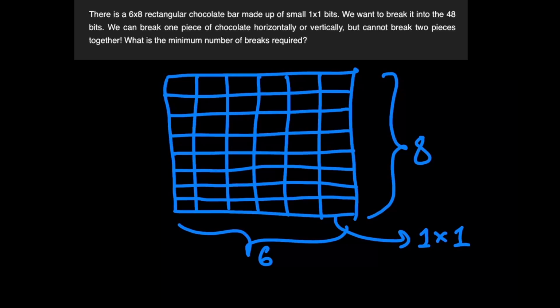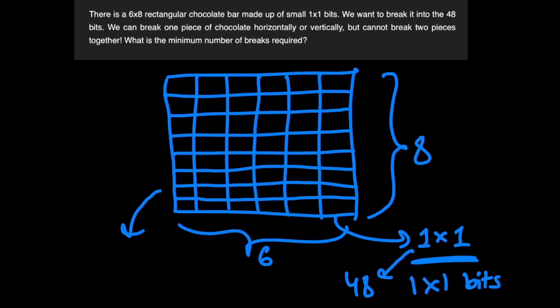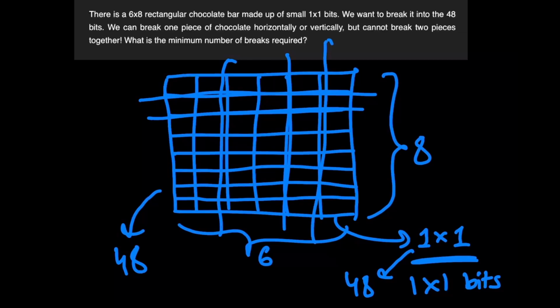So, in the question, we've been given this 6 by 8 chocolate bar grid consisting of 1 by 1 bits. So there would be 48 1 by 1 bits. The goal of the question is to convert this entire 6 by 8 chunk into 48 smaller 1 by 1 bits, right? And we do this by breaking the bits into smaller and smaller bits along the horizontal or vertical lines, as depicted over here in the picture.